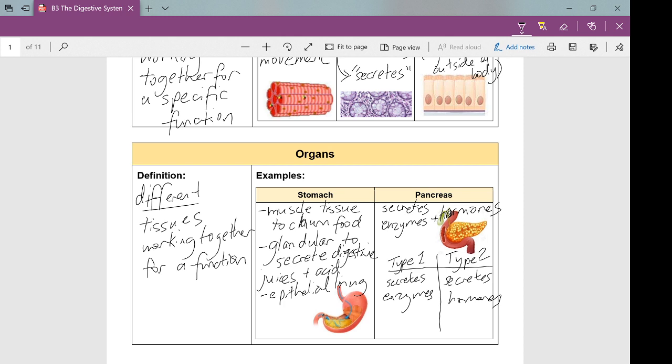My handwriting's getting worse and worse. Okay.